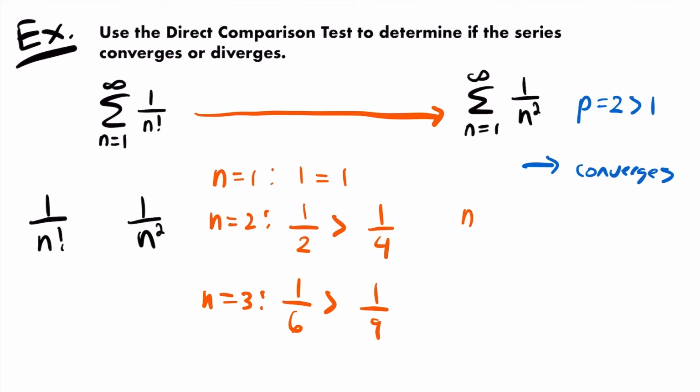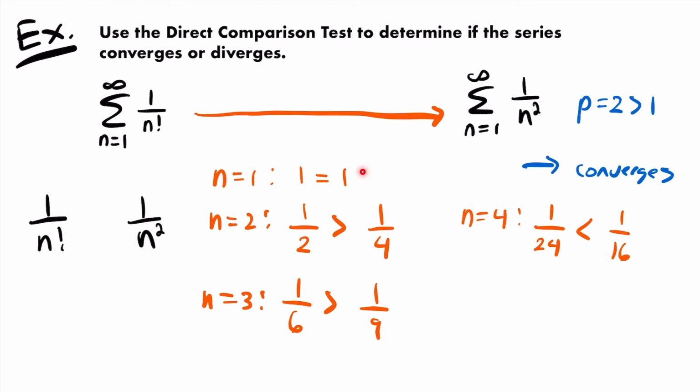And now let's look at n equals 4. We will have 1 divided by 4 factorial and 1 divided by 4 squared. Now things are going to flip on us. 4 factorial is 4 times 3 times 2 times 1, which is 24. So we have 24 in the denominator, and 4 squared is 16. And so we will have 1/16, and 1/24 is less than 1/16. That denominator is bigger than this denominator, so this value will be smaller.